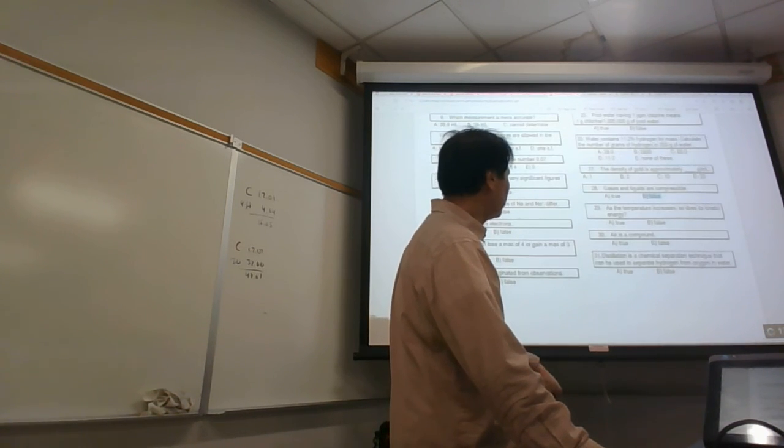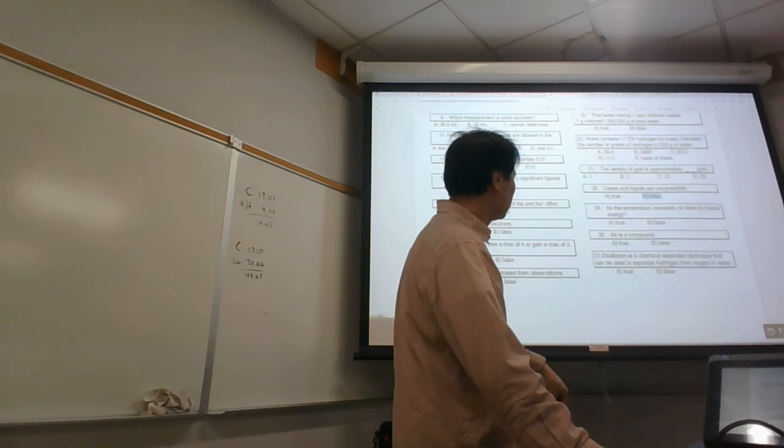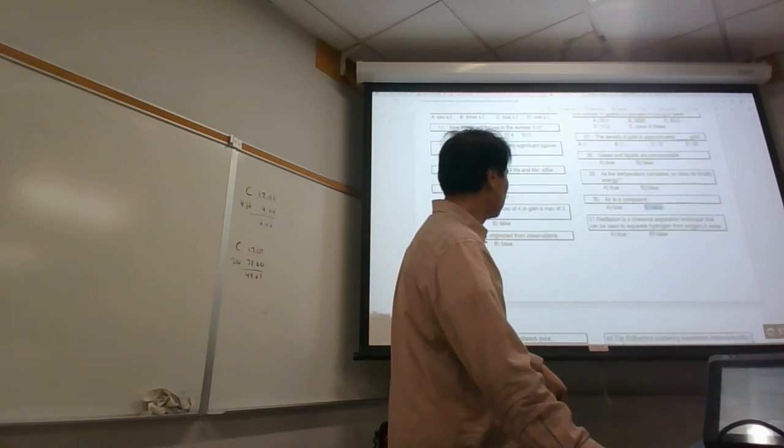As the temperature increases, so does its kinetic energy. True. That's true. Air is a compound. It's a mixture, yeah. It's not a compound.